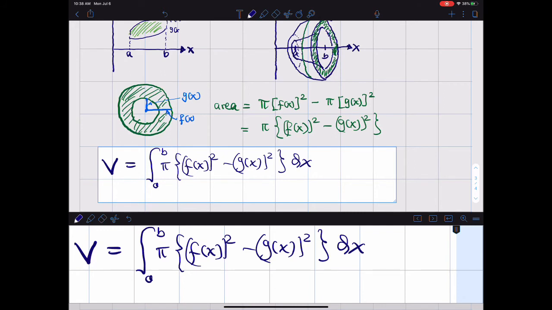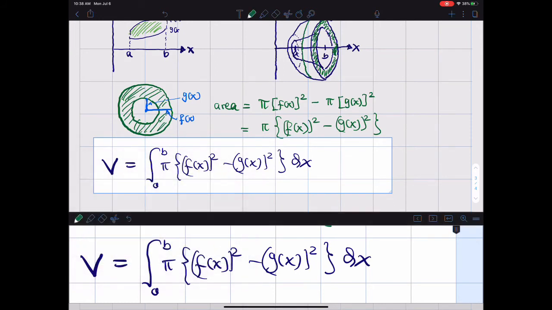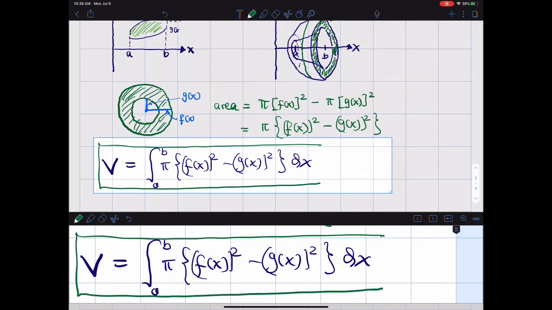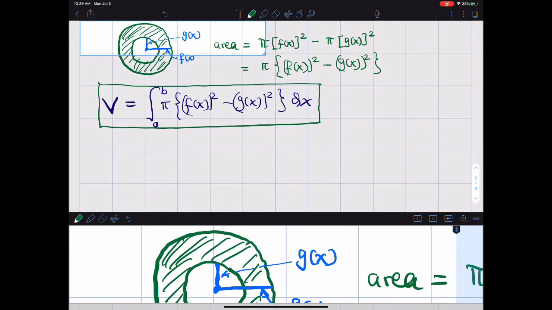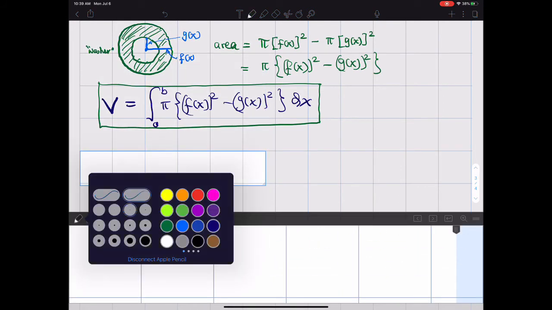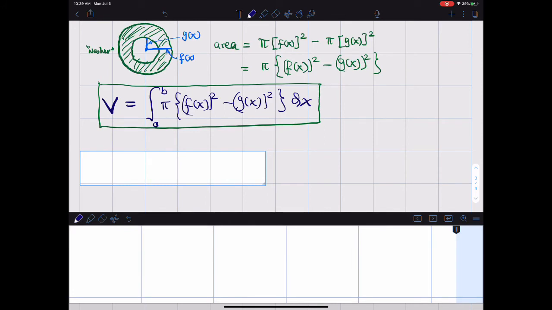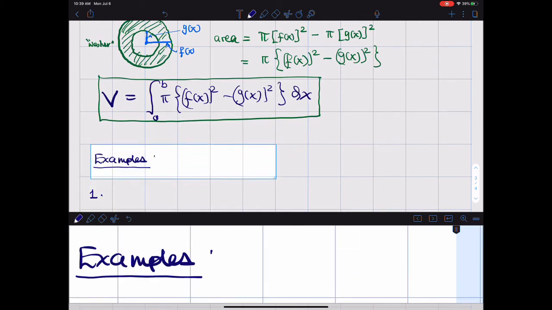Again, I would want you to not think of this as a formula, to think of it as something you arrived at after setting up the problem. Okay, so this is commonly called a washer. So we're going to call the examples we're going to do here the washer method. So let's look at examples. Number 1. So this is the washer method.